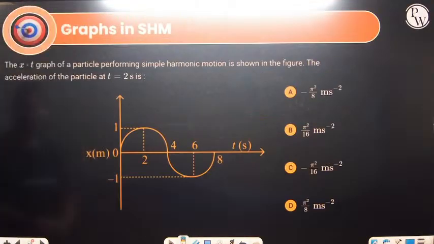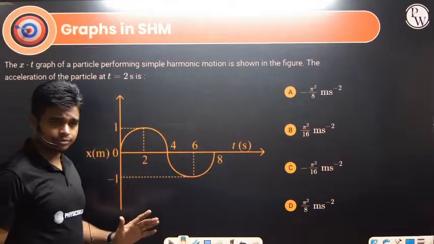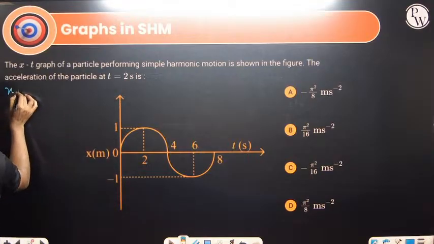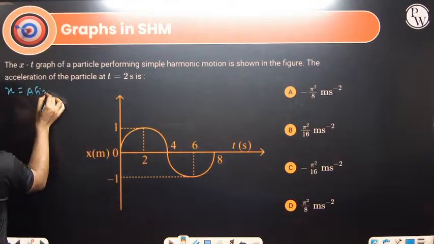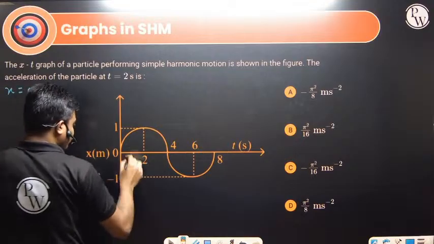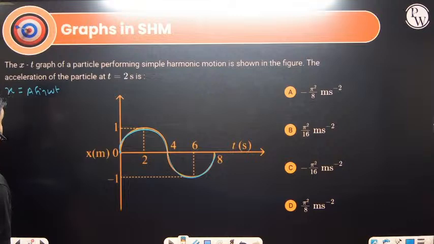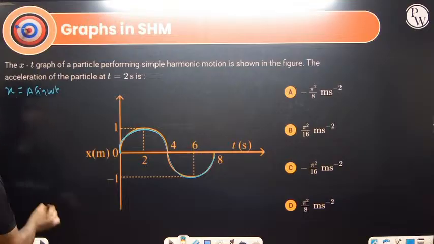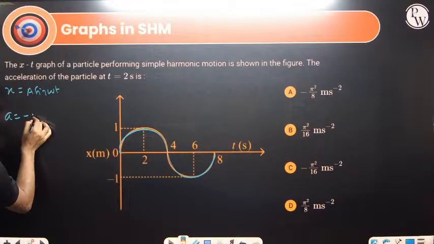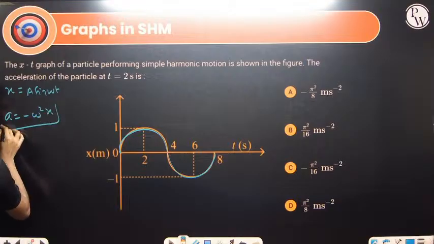So here we have the graph. Let's say for example x equals A sine omega t. The graph is starting from here, and what are they asking? Acceleration of the particle at t equals 2 seconds. So from the graph, how can we find the acceleration? Remember this. What is acceleration? a equals minus omega square x.